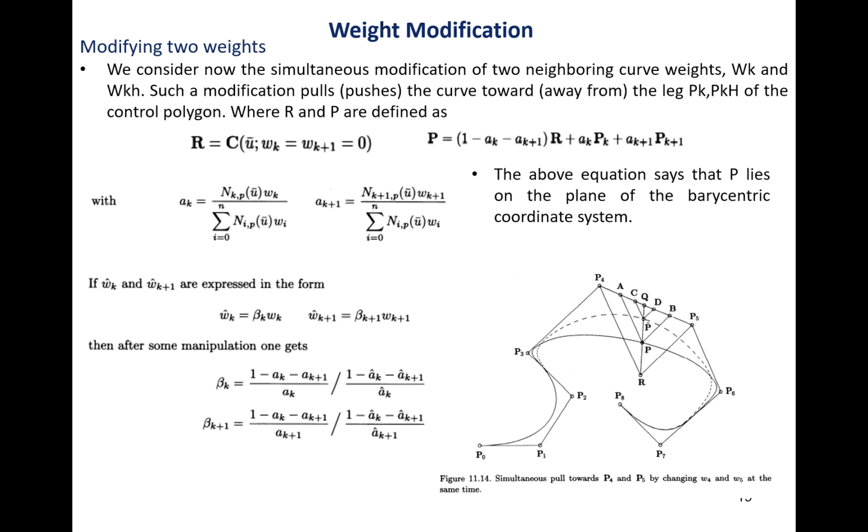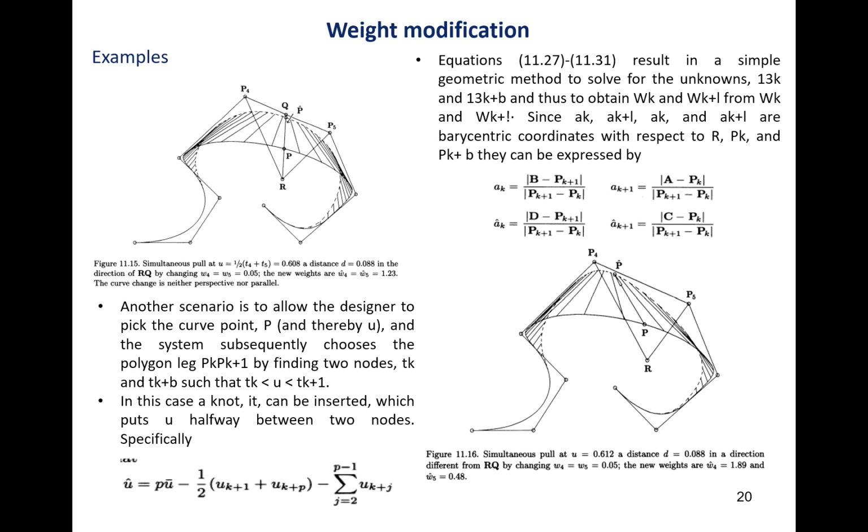This figure explains a simultaneous pull towards P4 and P5 by changing W4 and W5 at the same time. And equations 11.2 to 11.31 result in a simple geometric method to solve for the unknowns and thus obtain WK and WK+1 from WK. Since alpha, AK and AK+1 are barycentric coordinates with respect to R, then AK and AK+1 are given by the respective formulas.